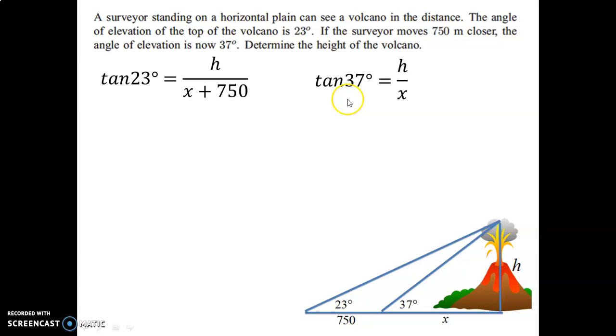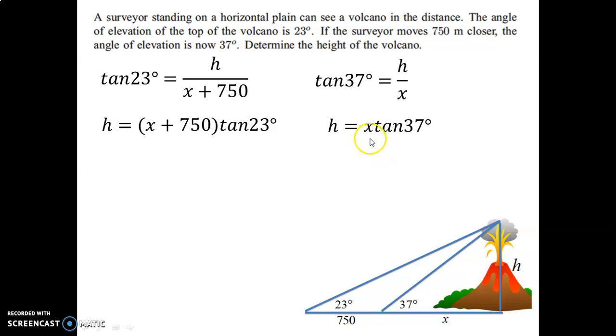So again, here's our two equations. I'm going to solve this one for h by multiplying by this. So notice that went over here. This one I'm going to solve for h also by multiplying by x, so the x goes there. Now I have two equations for h, so I can set them equal to each other. That thing must equal that thing because they're both equal to h, so they're set equal to each other. Now it's just a matter of doing a little algebra.